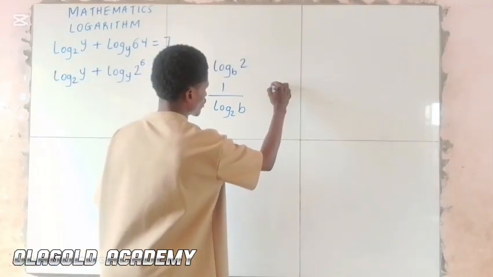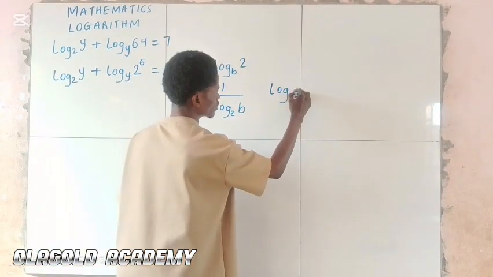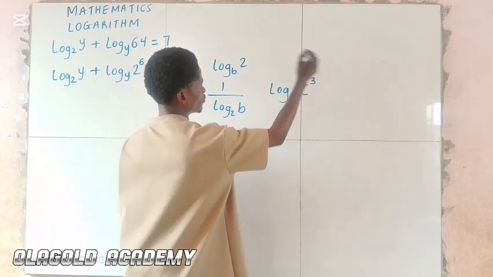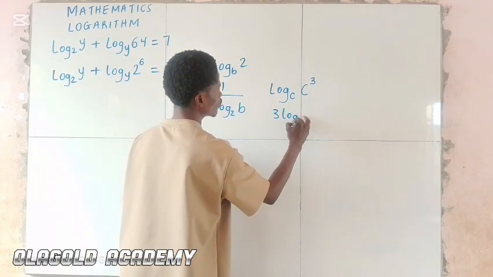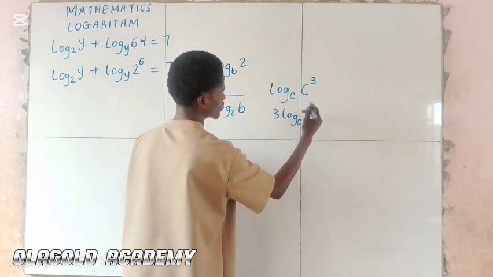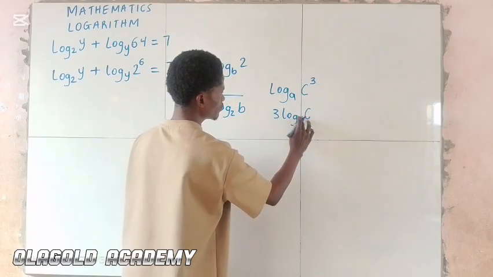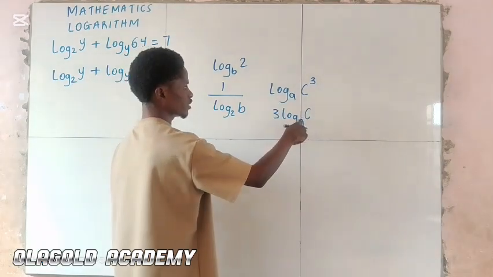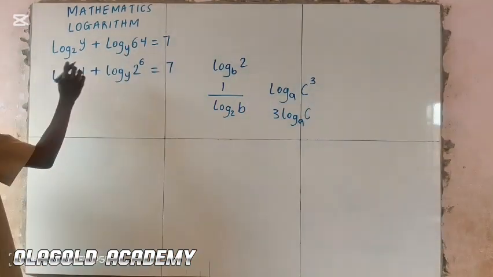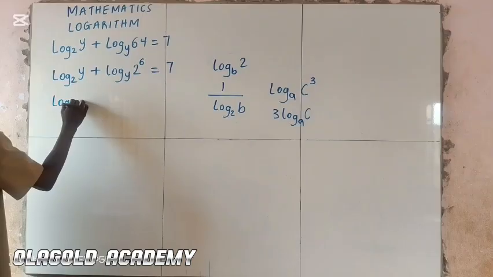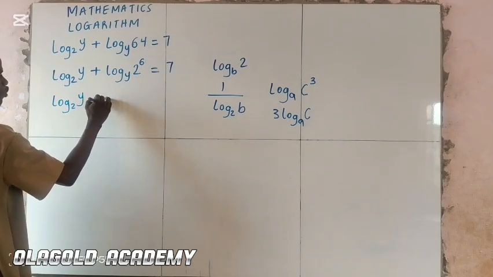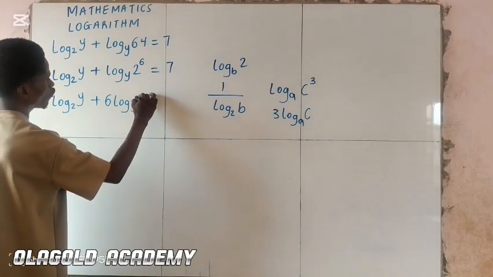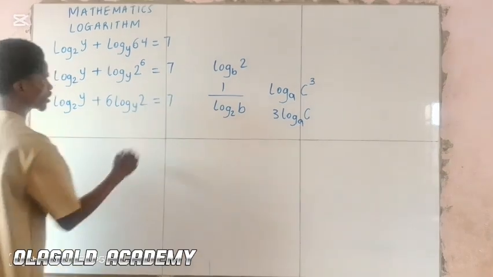Because if I have this in logarithm, log c of c with power of 3 can become 3 log c of c. It could be log a. So it becomes 3 log a of c. So alright, I'm going to have log 2 of y plus 6 log y of 2 equal to 7.